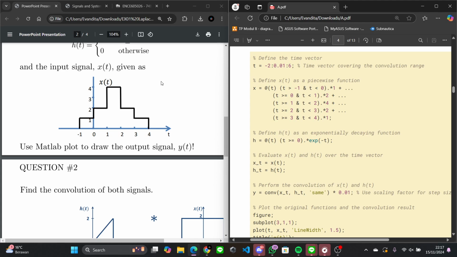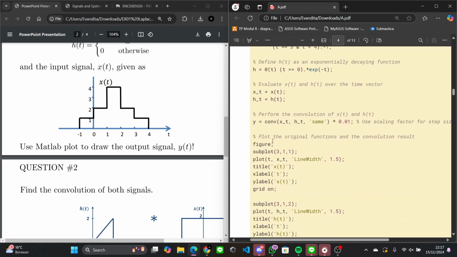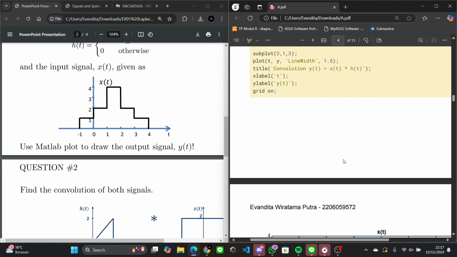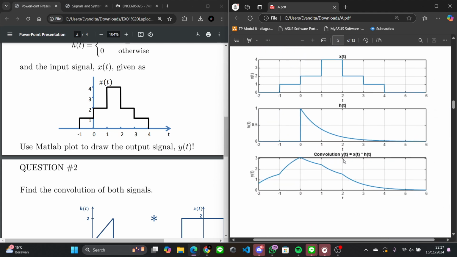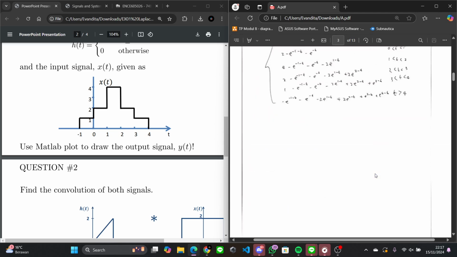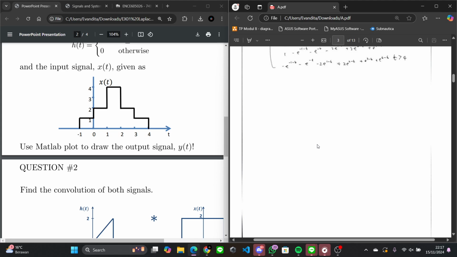So this is x(t), and this is the convolution function, and below is the plotting function, and here is the result. So this x(t), this h(t), the h(t) is still normal, we haven't flipped it yet, and this is the convolution result. This function should be a graphical representation of this function.